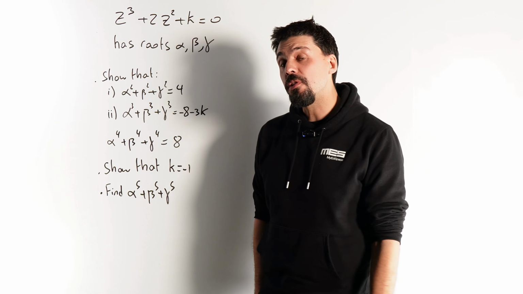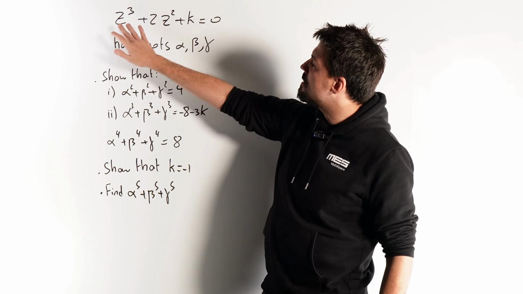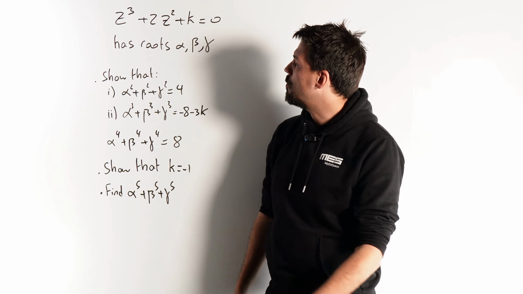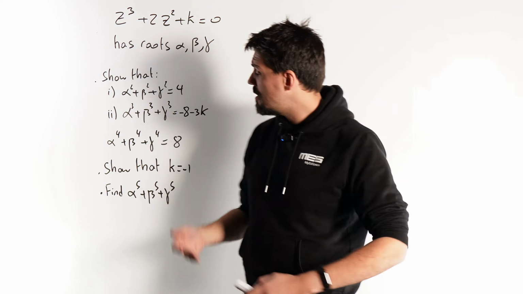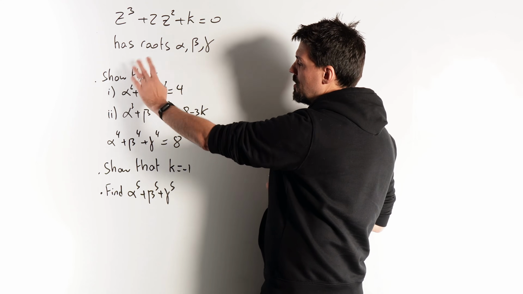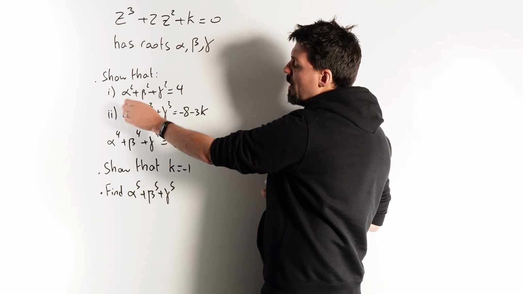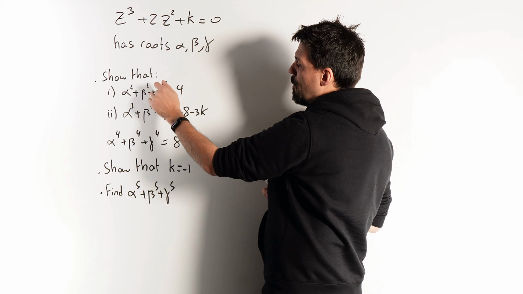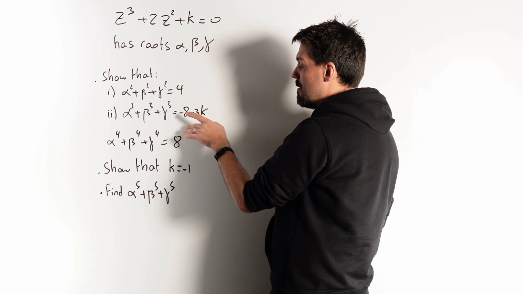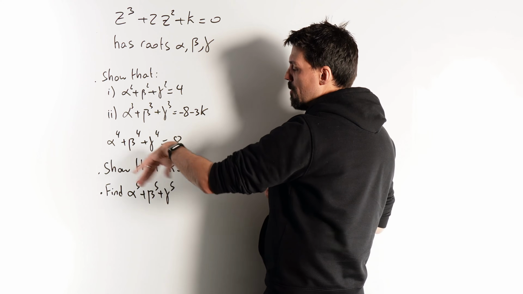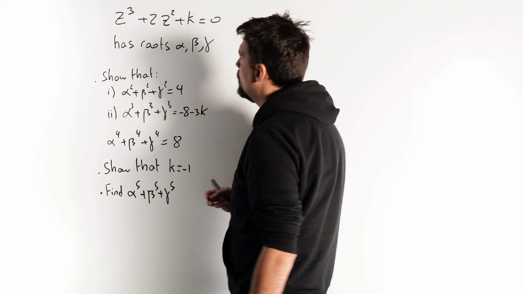We are going to do some roots of polynomials today. We've got a cubic, z cubed plus 2z squared plus k equals 0, and it has roots alpha, beta, gamma. We're going to show some things. Basically, we're going to play around with alpha to the n, beta to the n, gamma to the n. So, we need to show that alpha squared plus beta squared plus gamma squared is 4, that alpha cubed plus beta cubed plus gamma cubed is minus 8 minus 3k. We're told something about alpha to the 4, beta to the 4, etc. And we'll finish that off.